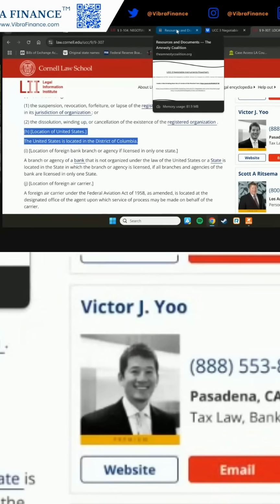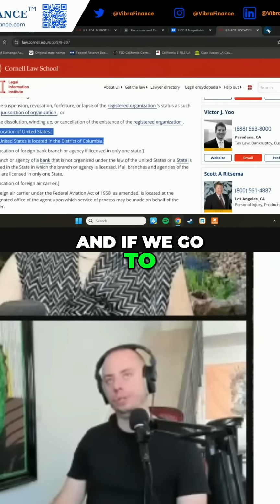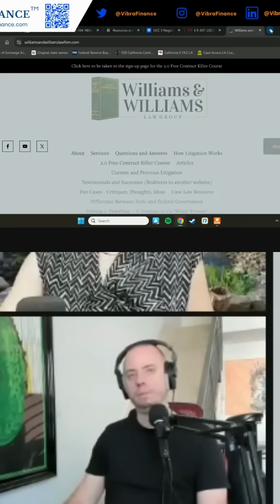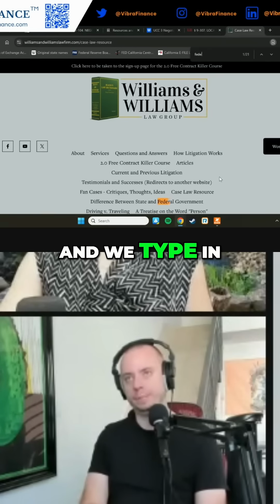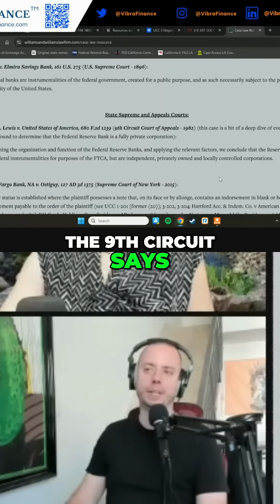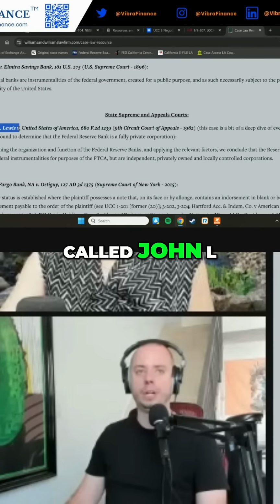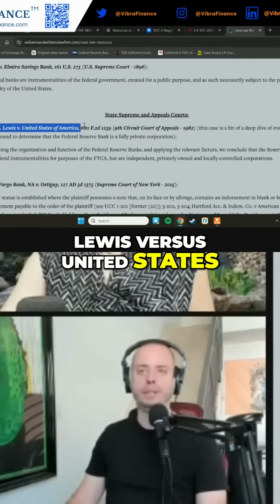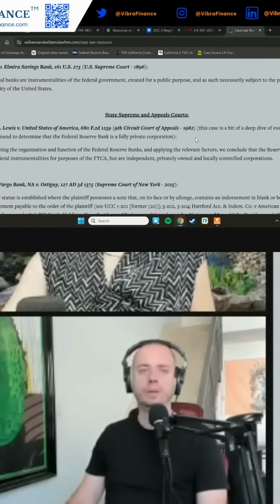So Federal Reserve notes are basically, and if we go to my website and we go to the case law resource page and we type in Federal Reserve, we can see what the Ninth Circuit says about the Federal Reserve. This is a case called John L. Lewis versus United States of America. It's from the Ninth Circuit Court of Appeals from 1982.